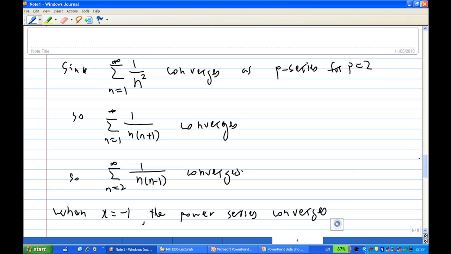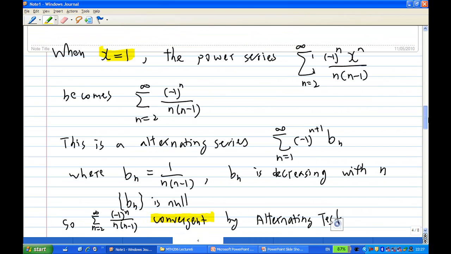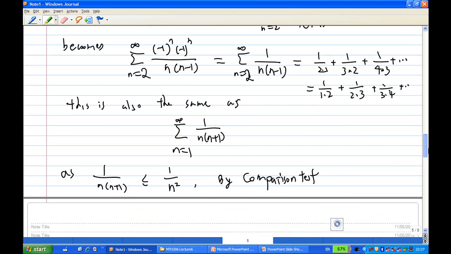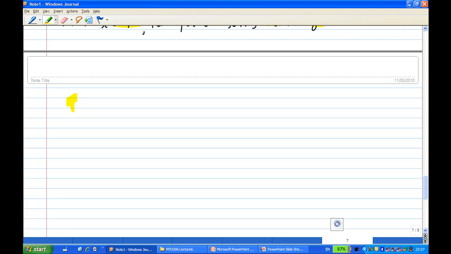So now we make a conclusion. We know when x equal to minus 1, the series converges. When x equal to 1, the power series also converges. Therefore, the interval of convergence is from minus 1 to 1, including the endpoints. So it's x between minus 1 and 1, including the endpoints.